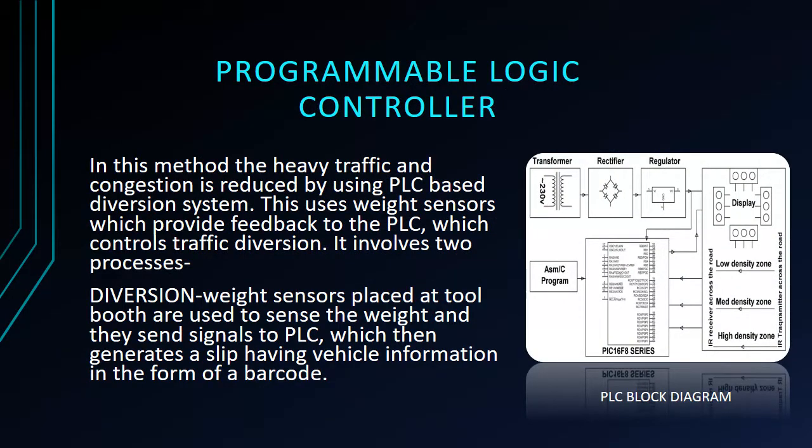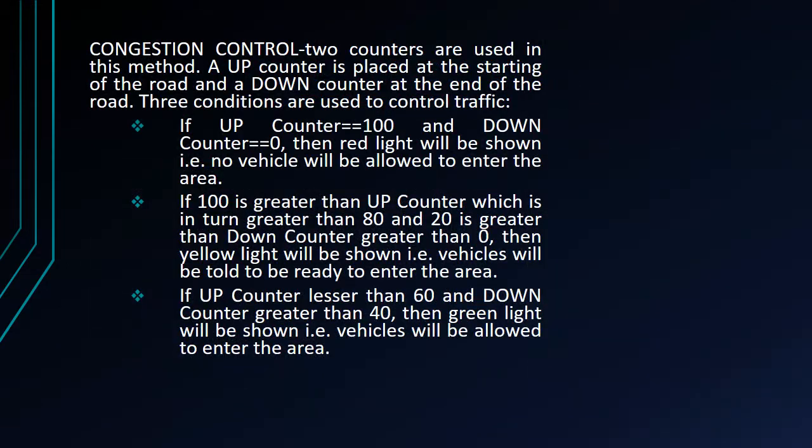PLCs that have earlier been spoken about are acronyms for Programmable Logic Controller, and in this method the heavy traffic and congestion is reduced by using a PLC based diversion system. PLC uses weight sensors to detect how much weight or how much density of vehicles a particular lane is carrying. The two types of PLC controls are congestion control and diversion control.